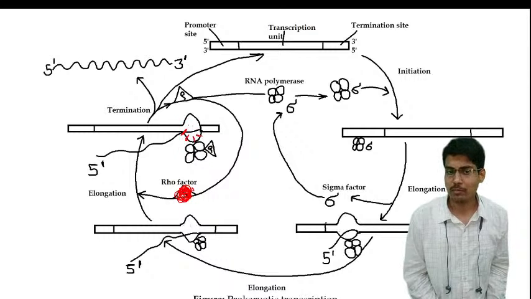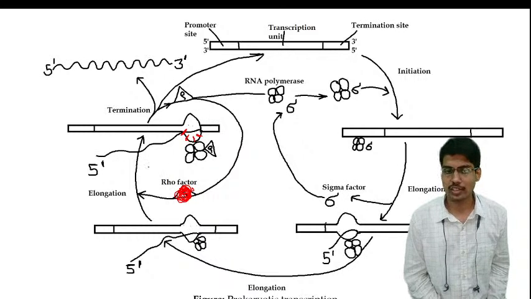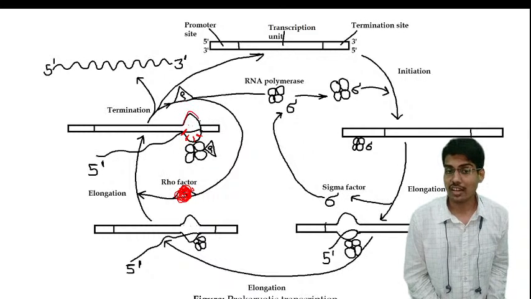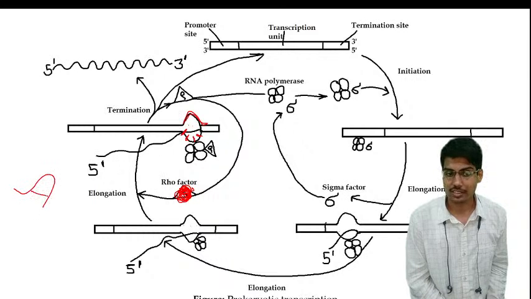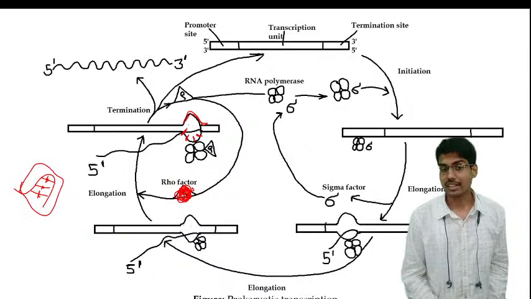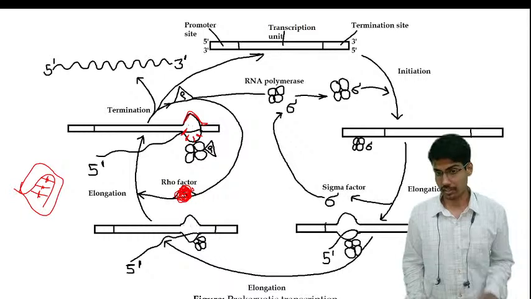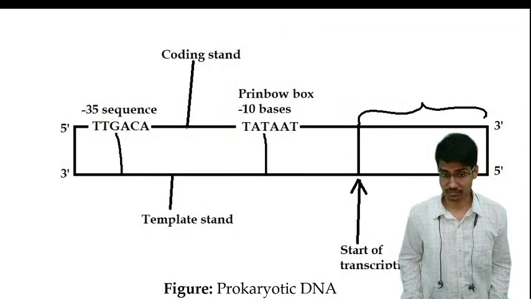And what will happen because of these palindromic sequences of nucleotides? The RNA which is going to be formed is going to form a hairpin-like structure. Okay, the nucleotides pair with their own nucleotides. And because of such a hairpin-like structure, this entire RNA synthesis is going to be terminated. Okay, so this is what happens in transcription.